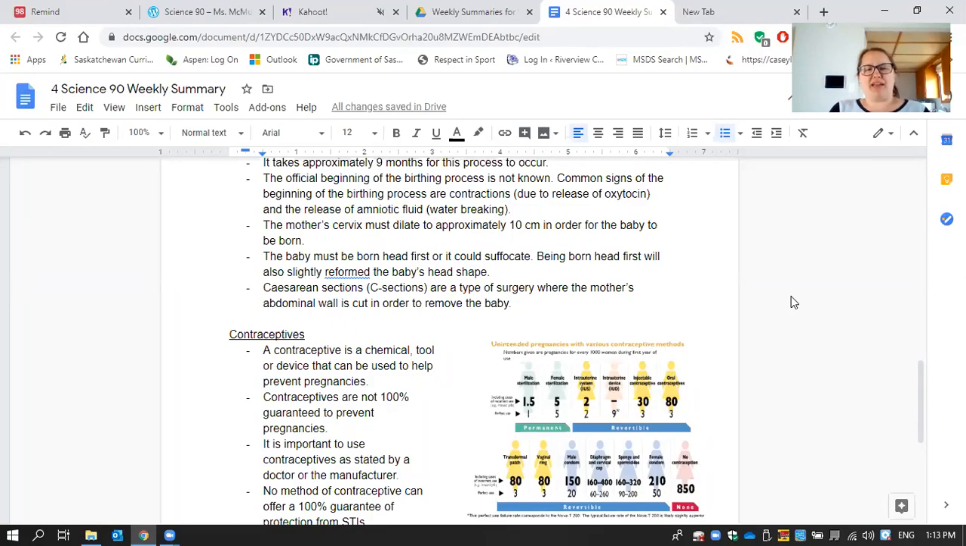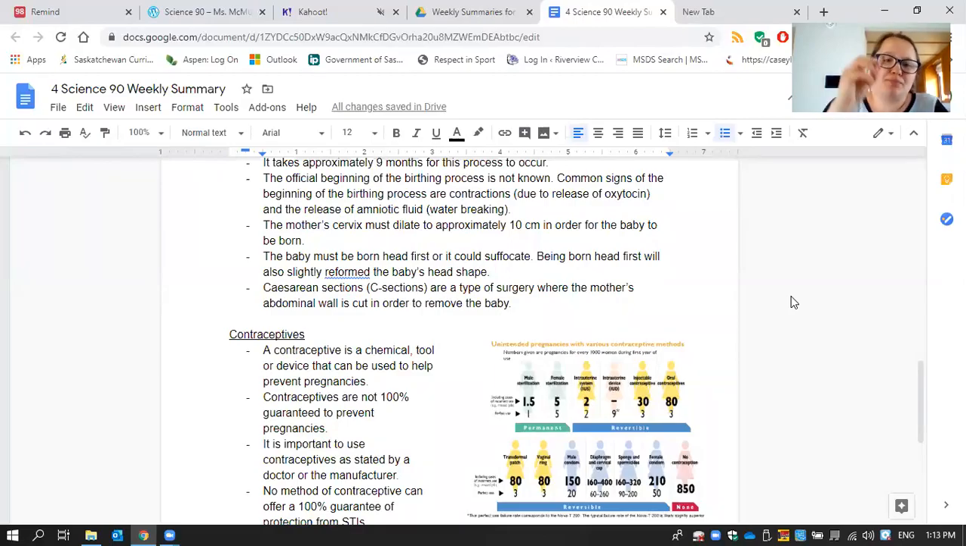And so the official beginning of the birthing process is not 100% known to scientists right now. But we do know there are some common signs that females know when they're going into labor. Usually it's through some sort of contractions, which is the release of the hormone oxytocin, and the release of the amniotic fluid, which is the fluid in the womb, which we know as your water breaking.